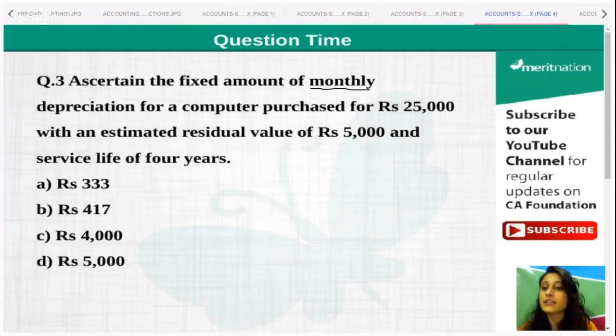So the correct answer is not 5,000, it is going to be 417 because they've asked you for monthly depreciation. So be very careful of what is expected of you to answer in the question. If they ask you for annual depreciation, 5,000 will be the right answer. I'm taking you to the next question.